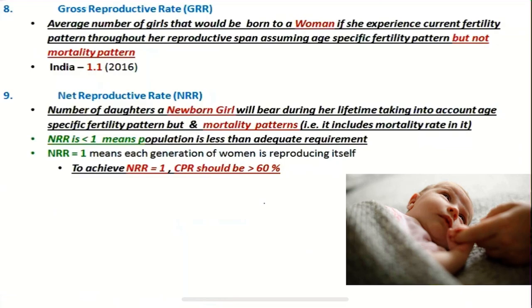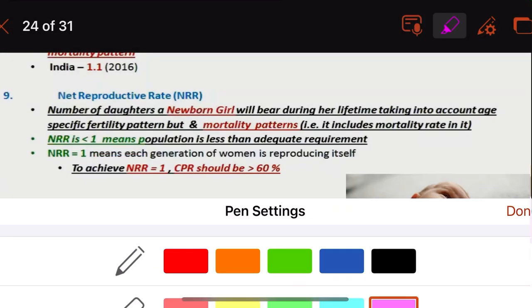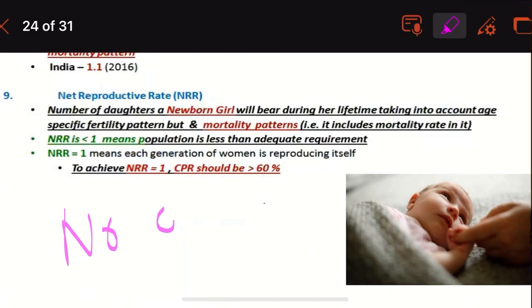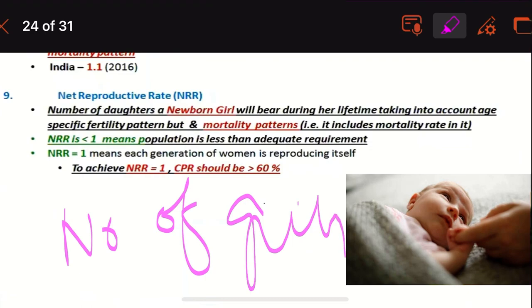So, I will first give you the explanation and then read out the definition, which will make you understand better. Here you are seeing that if the woman is following the current fertility patterns and she is completing her entire reproductive span, and the number of girls which are being born to the women. The only thing you have to remember is the number of girls which are born to a woman.